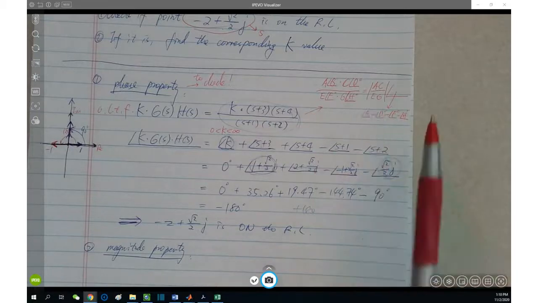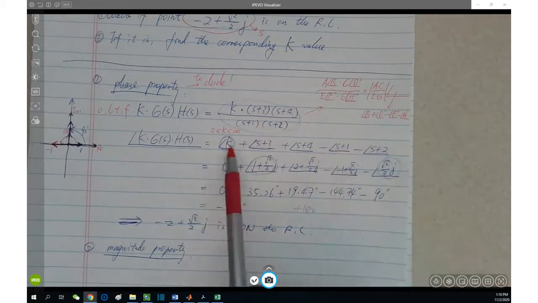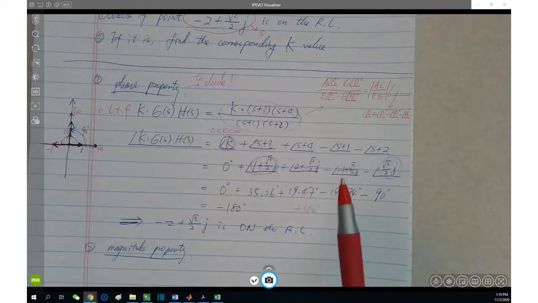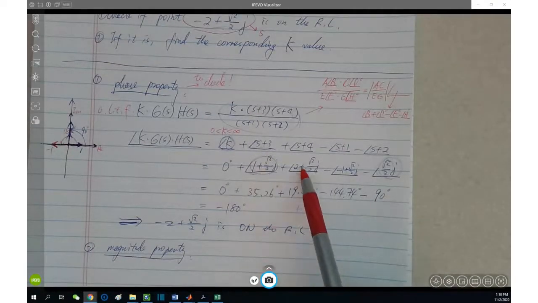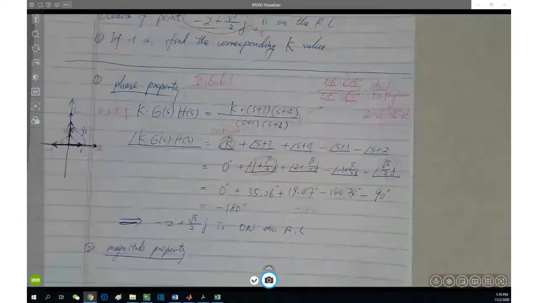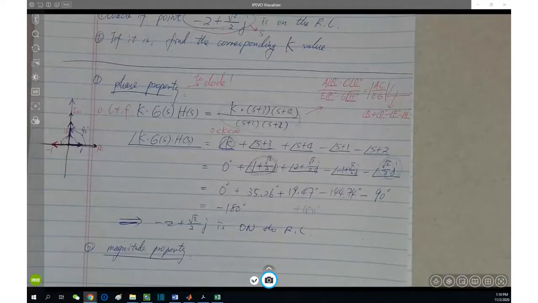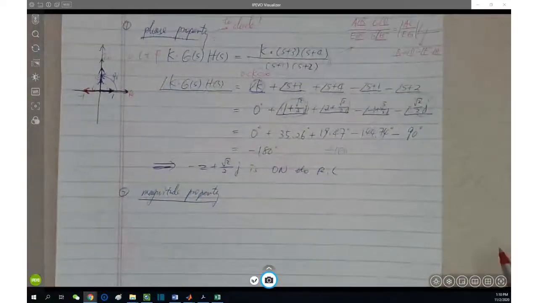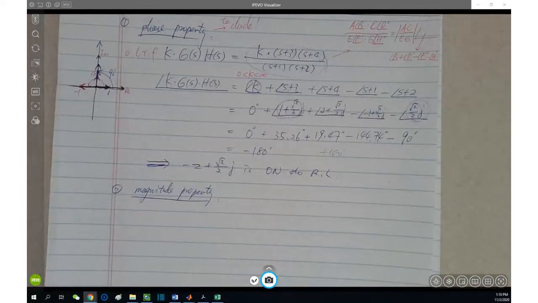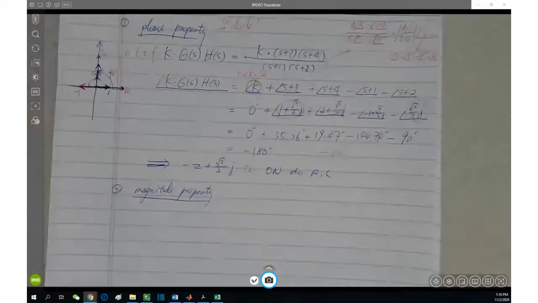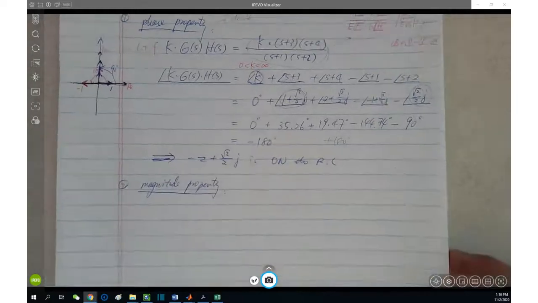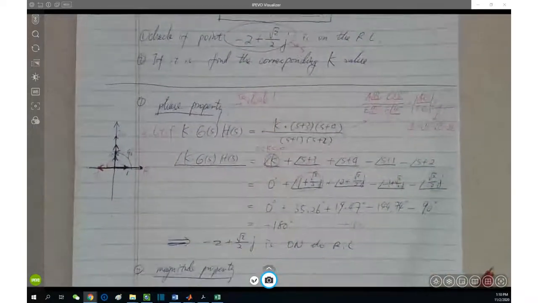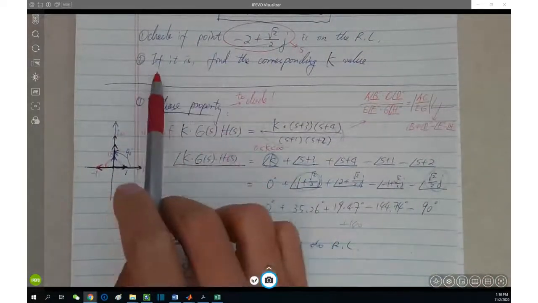Following the same idea, that's why we have the first result line. What's next? Just substitute S by the given point value, and then look for the phase angle of each complex number. It's a calculator's job, so just make sure your calculator is functioning. And then we end up with 90 minus 180, which, as I said, is nothing but a positive 180, the same angle. Therefore, the conclusion is the given point is on the locus. The answer to question 1 is yes. Therefore, we have to solve the K value correspondingly.